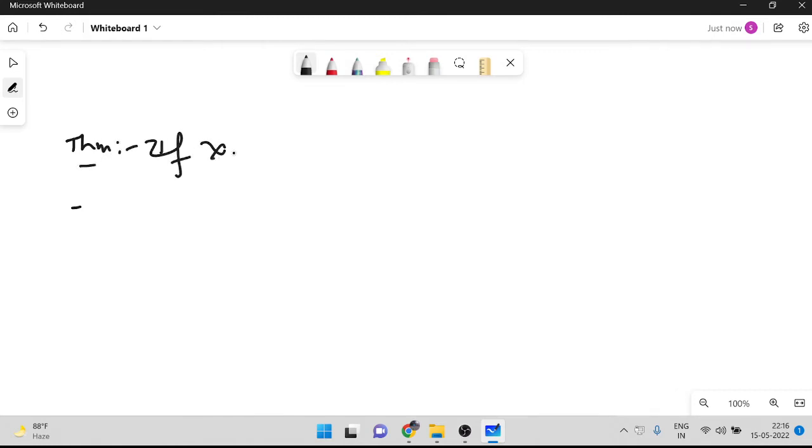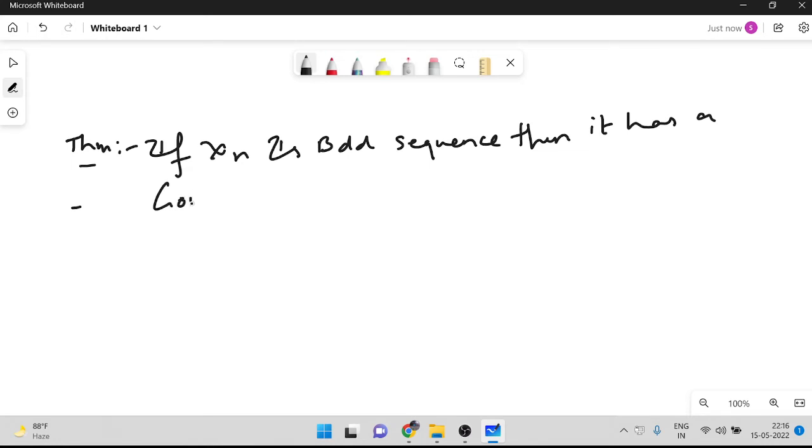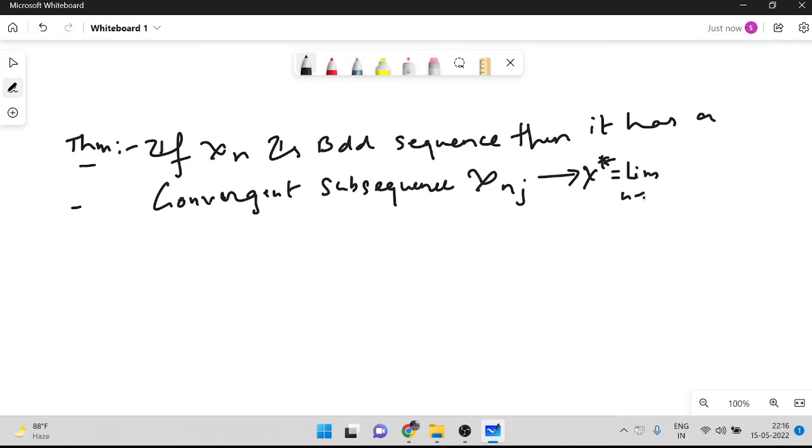Now we have another theorem. If xn is a bounded sequence, then it has a convergent subsequence xnj such that it converges to x star, which is equal to lim n tends to infinity of the supremum of xn.